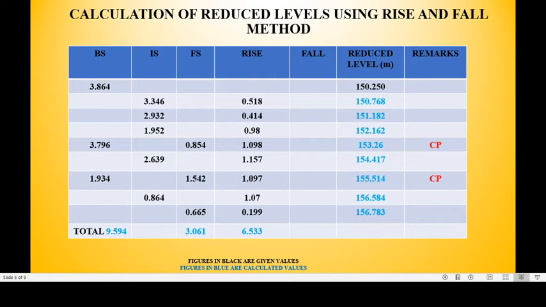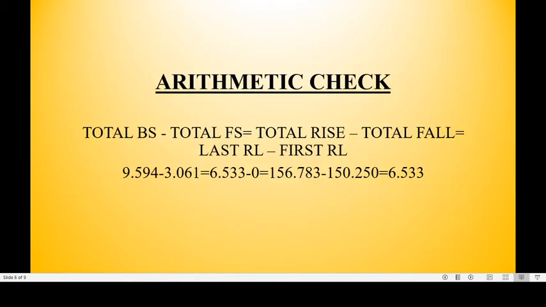And in the table we have also calculated the total of BS, total of FS and total of rise. This is for finding out the arithmetic check. Now the arithmetic check is obtained by total BS minus total FS, which will be equal to total rise minus total fall, and which will again be equal to last RL minus first RL.